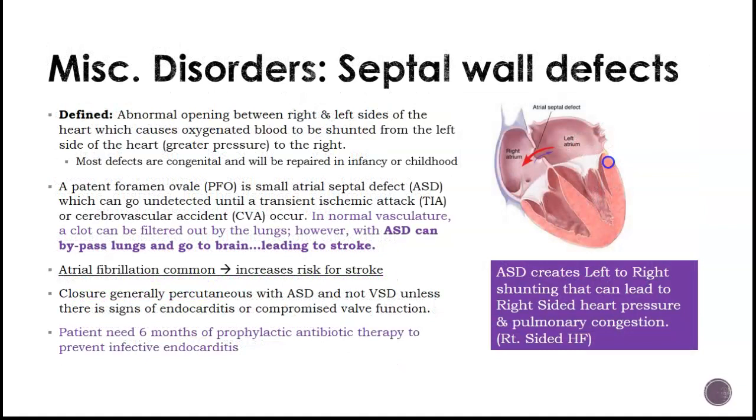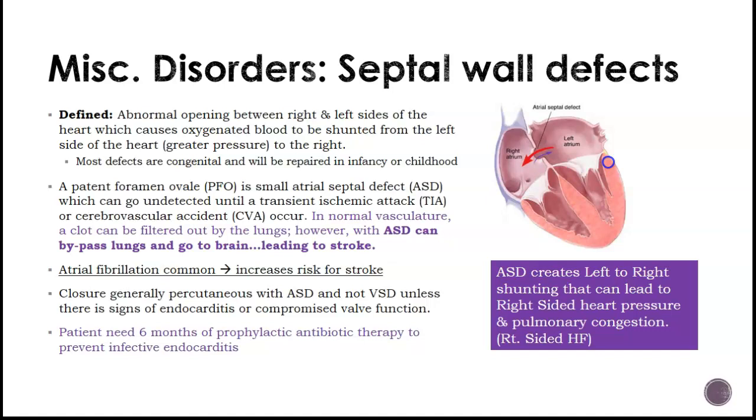Another issue that might come up, you may have seen this in your peds class, is septal wall defects. It's an abnormal opening between the left and right side of the heart, which can cause oxygenated blood to be shunted from the left side of the heart, where there's greater pressure, to the right side, where there's less pressure. Most defects are typically congenital and will be repaired in infancy or in childhood.